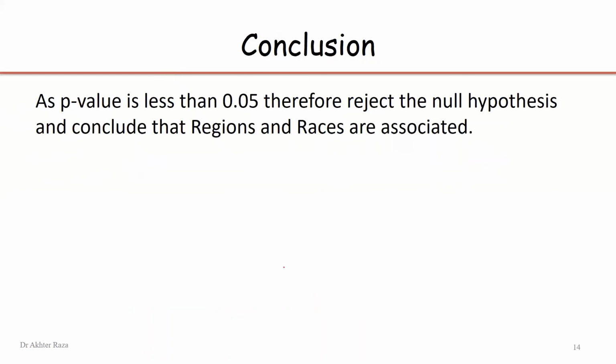So in this analysis, the conclusion is that the p-value is less than 0.05. Therefore, we reject the null hypothesis and conclude that the region and the races are associated to each other.